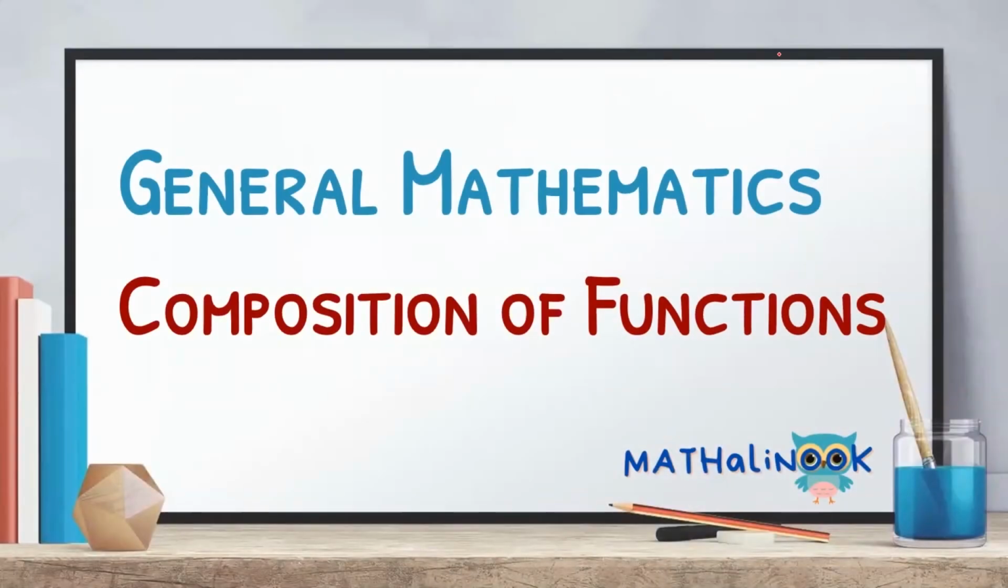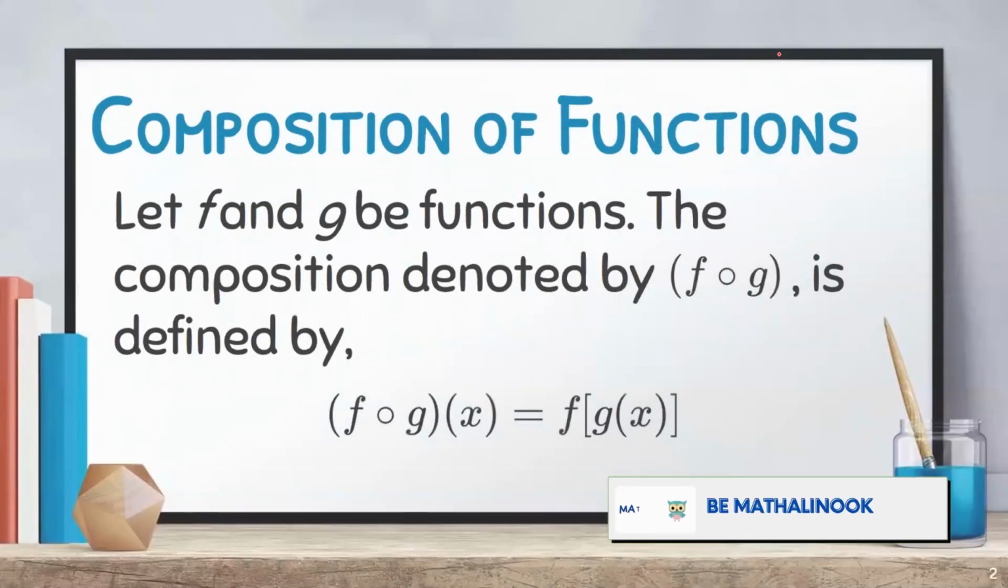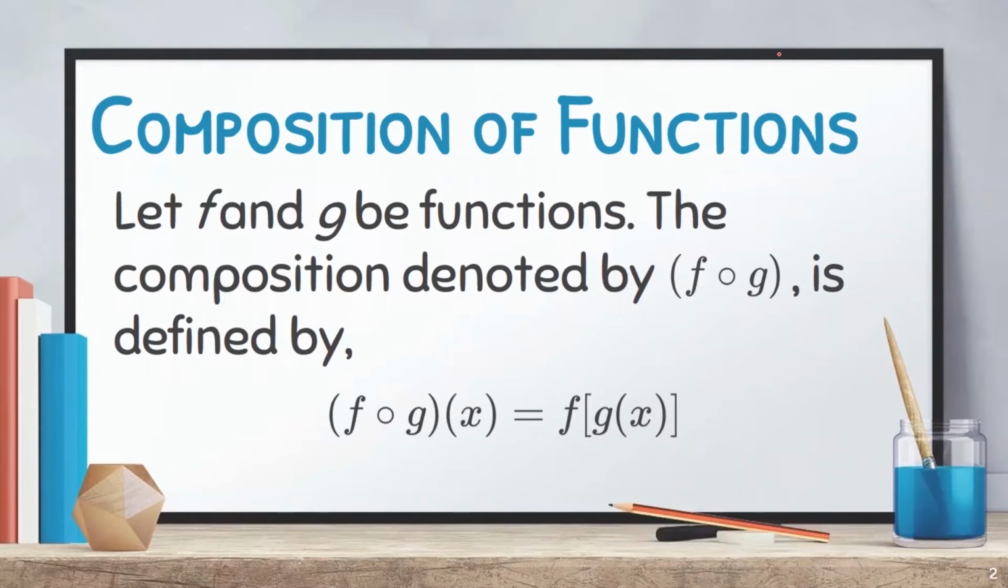Good day, everyone. In this video, we will discuss composition of functions. Composition of functions. Let f and g be functions. The composition denoted by f composition of g is defined by f composition of g of x is equal to f of g of x. Meaning, composition of function is substituting a function to the variable of another function. The second function is the function to be substituted to the first function.